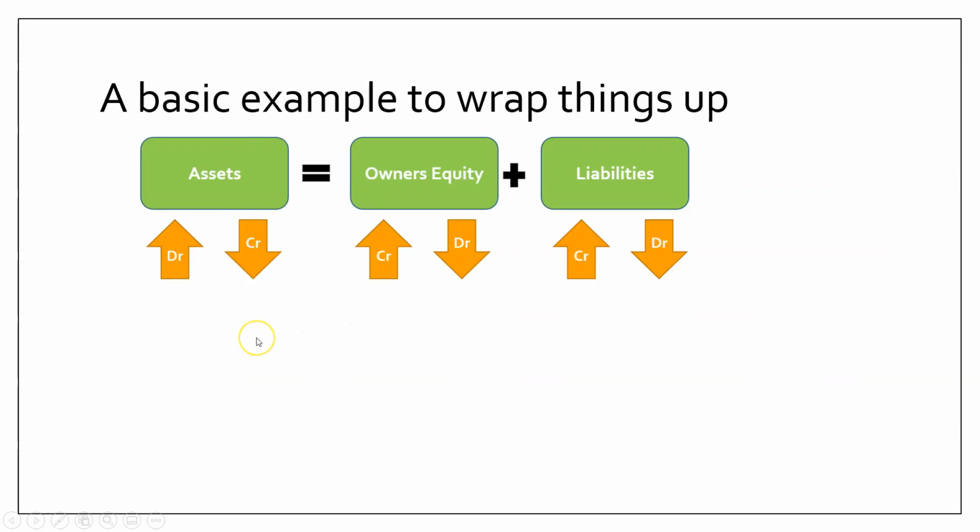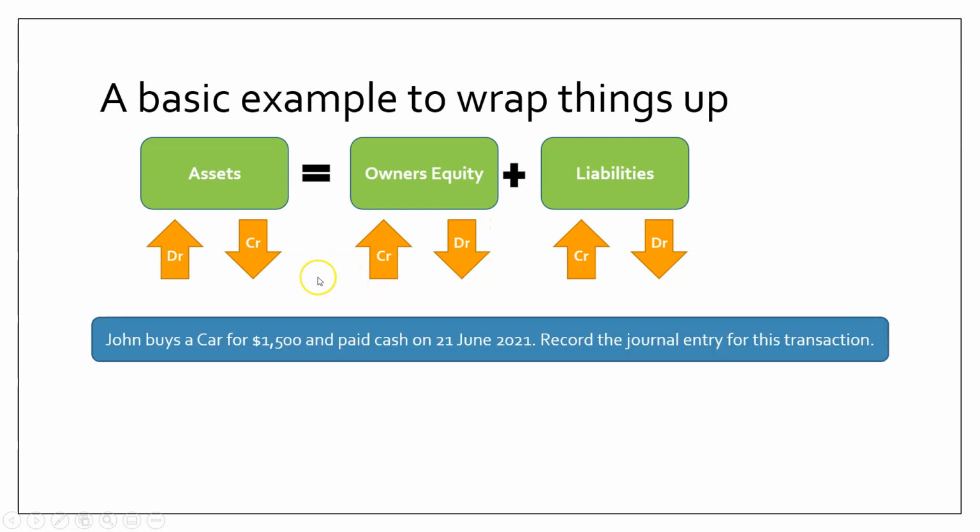So I've just got a basic example to go through now, just to finish things up. I've put our equation here with our denotations of which debits and credits we need to do, and it's a good idea to often copy this down and have it with you when you first start off so you can refer to it to make sure you're getting things right and you can visualize things. We've got here, John buys a car for $1,500 and paid cash on 21 June 2021. So record the journal entry for this transaction.